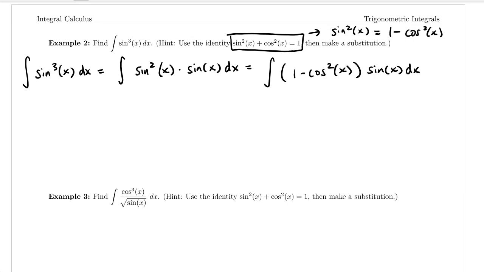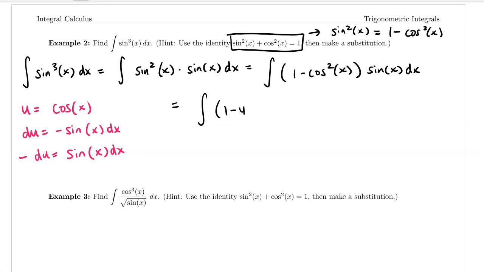And then from here, I can use u substitution. So I'm going to set u equal to cosine of x. And then that gives me that du is equal to negative sine of x dx. And if I multiply both sides by negative 1, I get negative du is equal to sine of x times dx. And then going back to our original integral, that's going to be equal to 1 minus u squared, and then sine of x dx is going to get replaced with negative du.